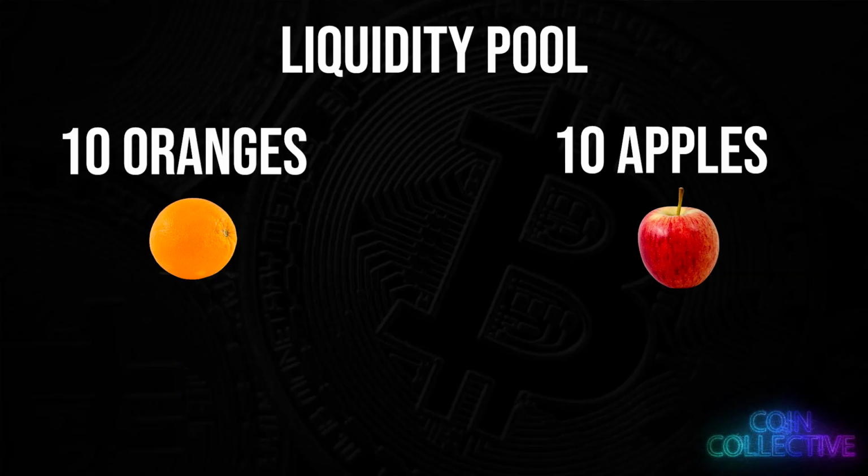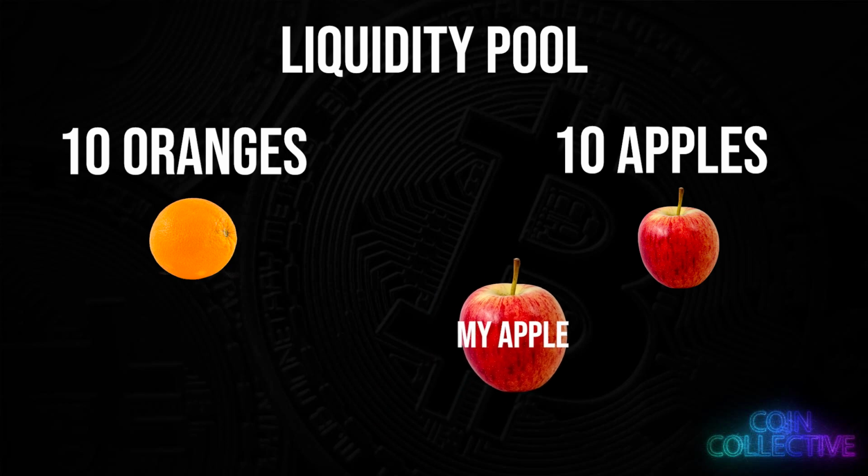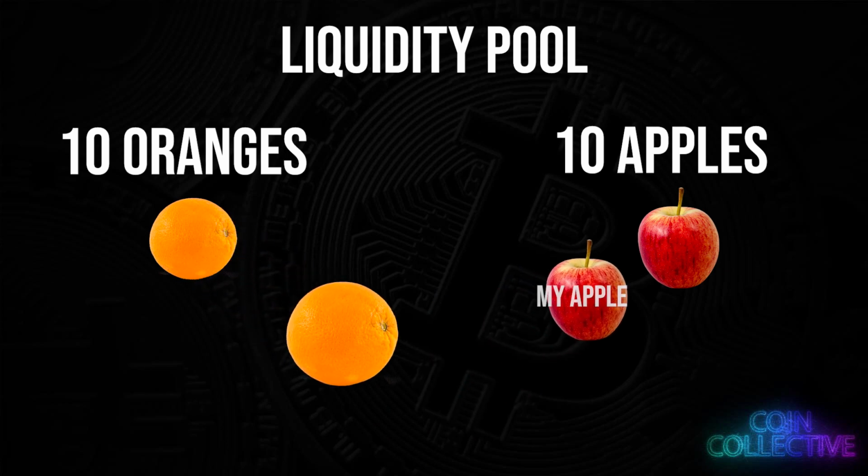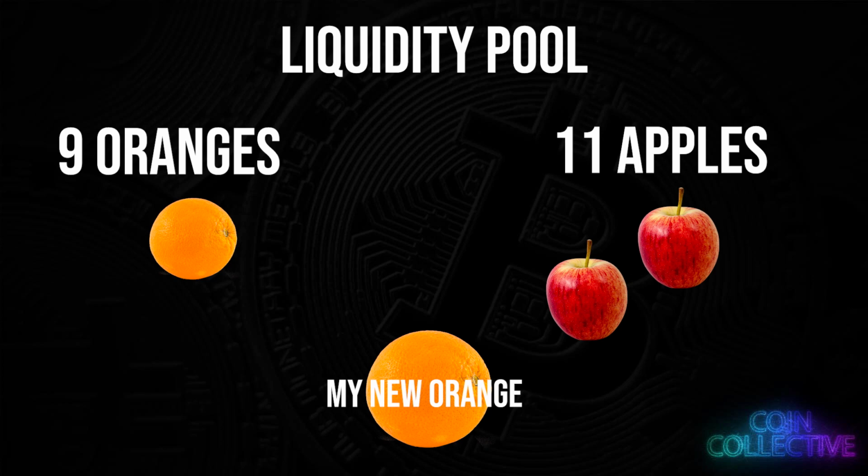In the simplest terms possible, you have an apple and you have an orange. Say I wanted to take my apple and swap it for an orange. I would go to a liquidity pool, and let's say there are 20 apples and oranges in the liquidity pool, with a 50-50 split between them. So you have 10 apples and 10 oranges. I take my apple and swap it in the liquidity pool for an orange. In order to do that, I am adding one apple into the liquidity pool. So now in the liquidity pool, there are 11 apples and 9 oranges.